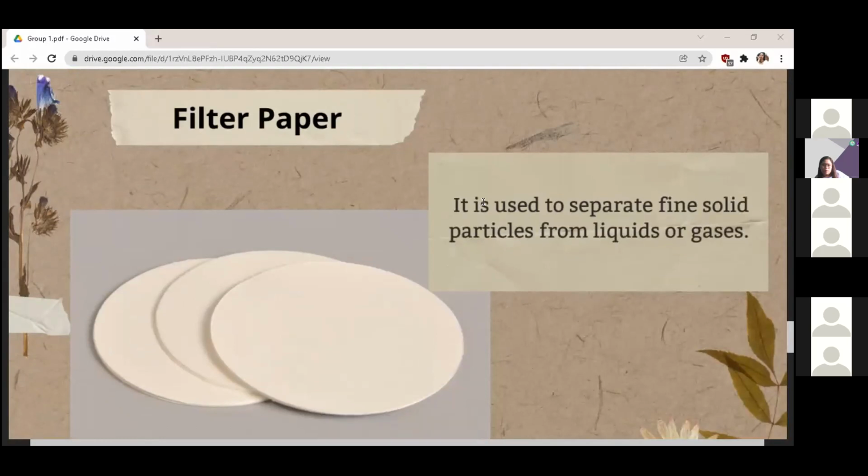Filter paper. It is used to separate fine solid particles from liquids or gases. Filter papers are used with laboratory techniques such as gravity or vacuum filtration.